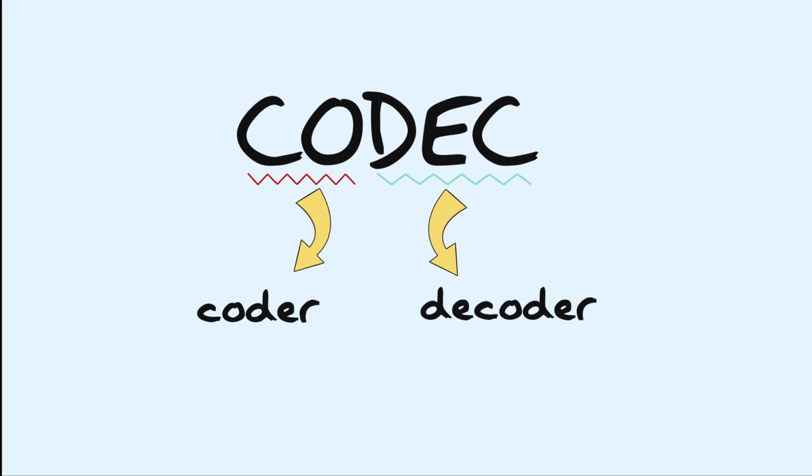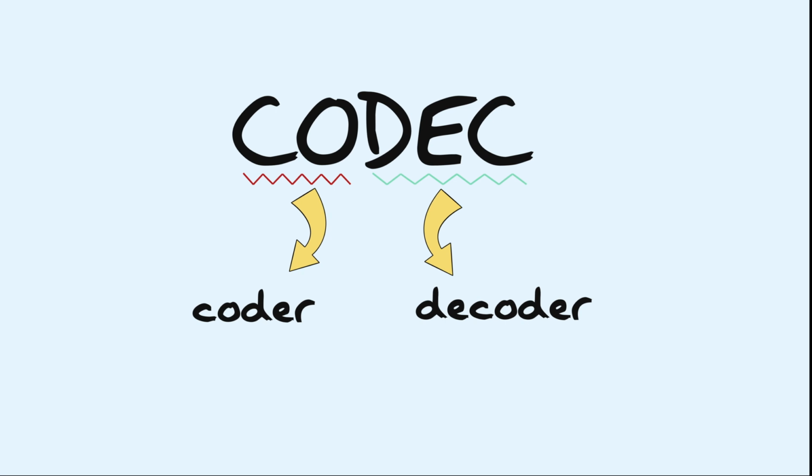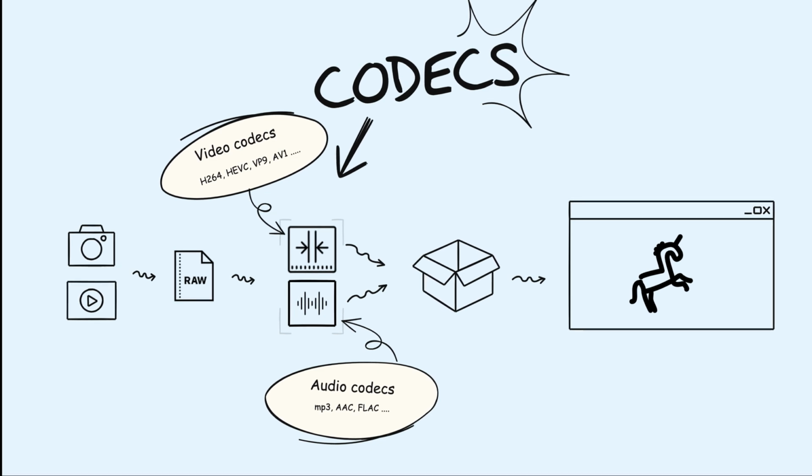A codec, short for coder-decoder, is a software algorithm that is used to compress and decompress digital media files such as video and audio. Codecs are essential for reducing the size of media files, which makes it easier to store and share them over the internet. When a video or audio file is created, it is often in a raw format that takes up a lot of storage space.